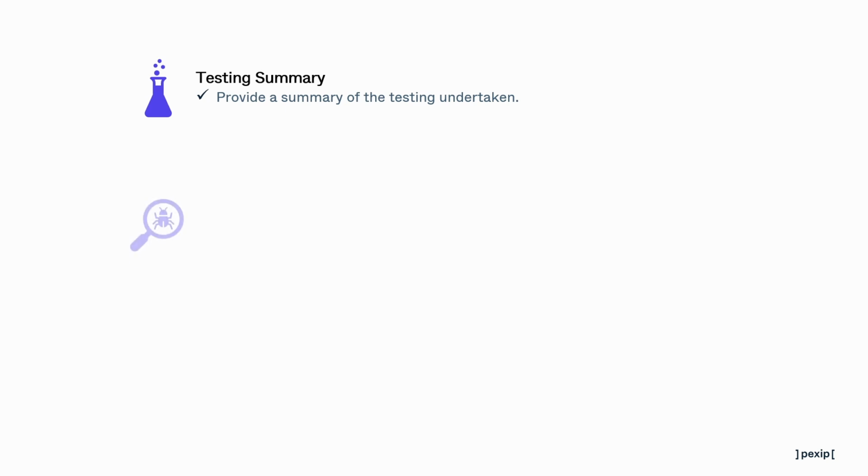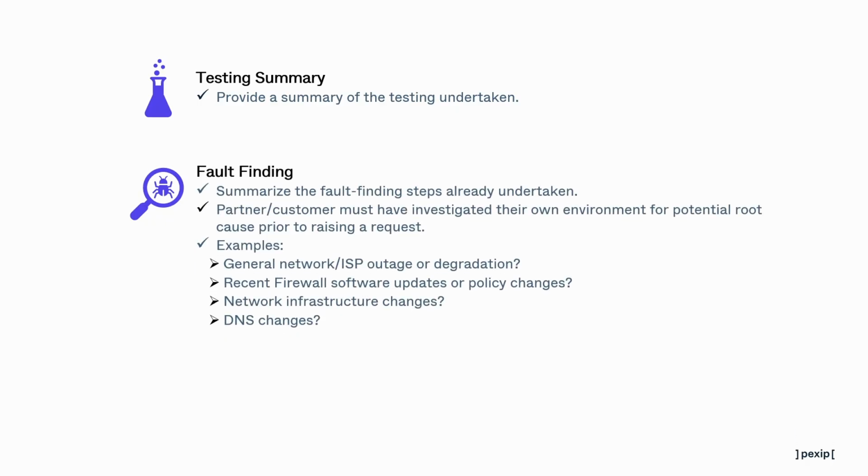Provide a summary of the testing undertaken to determine that the issue is related to the Pexip service. Summarize the fault-finding steps already undertaken. It is expected that the partner or customer have investigated their own environment for potential root cause prior to raising a request. For example, was there a general network outage or degradation at the end user location? Have there been recent changes or software updates to firewalls, other network infrastructure, or DNS?